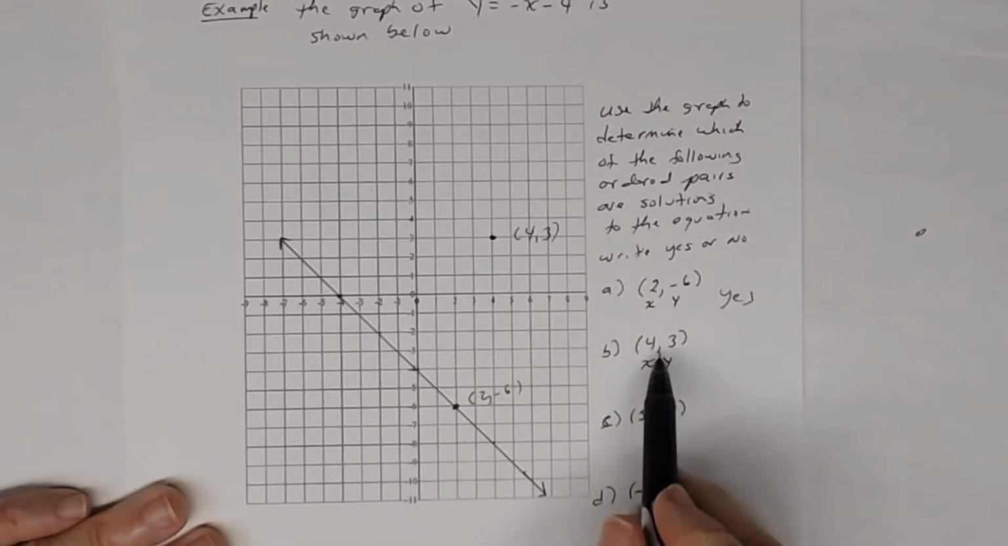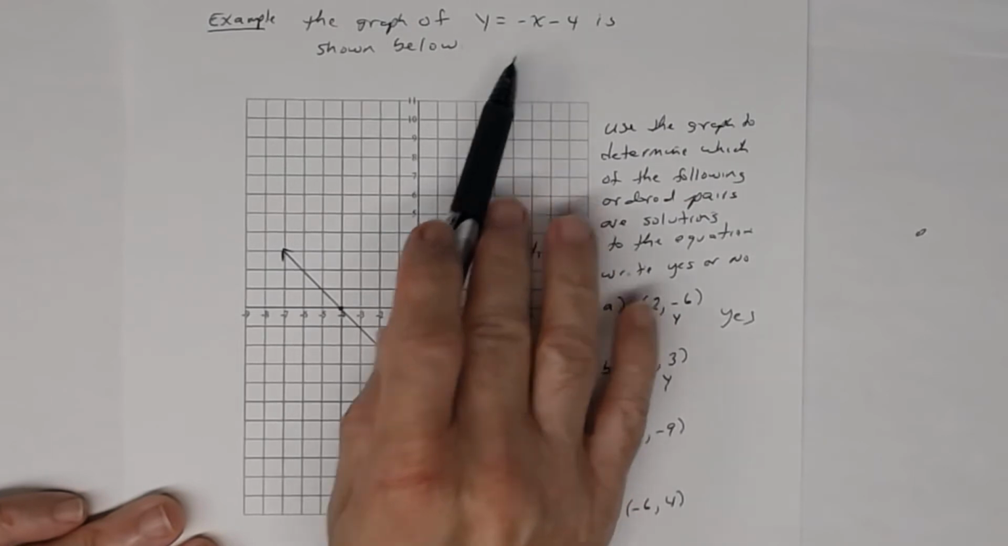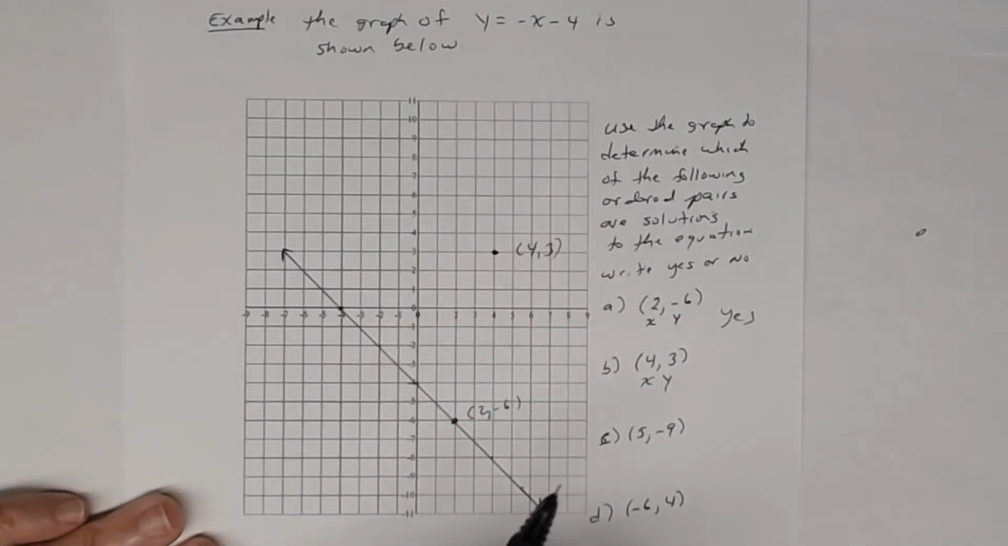Is the ordered pair 4, 3 a solution to this equation? The answer is no, because it does not lie on its graph. It lies off the graph, outside of the graph. So the answer is no.